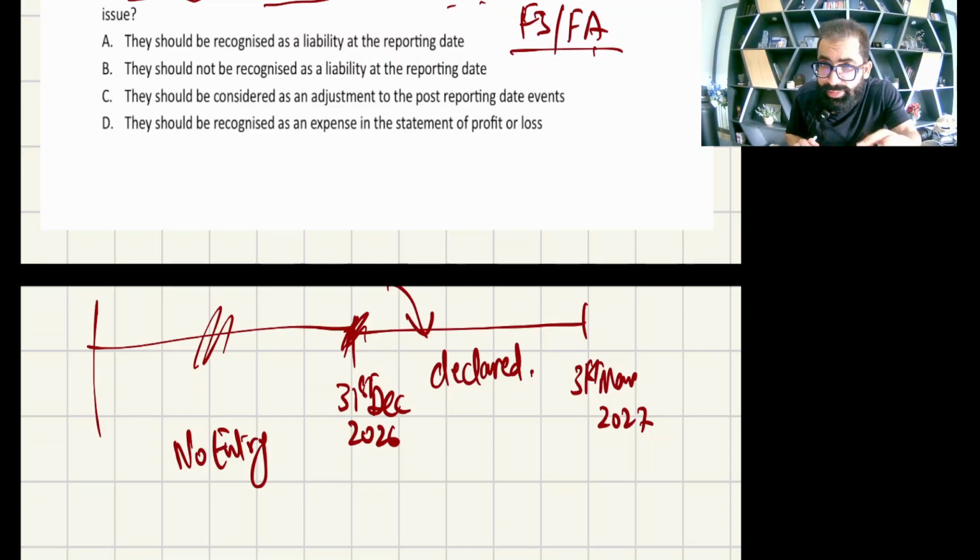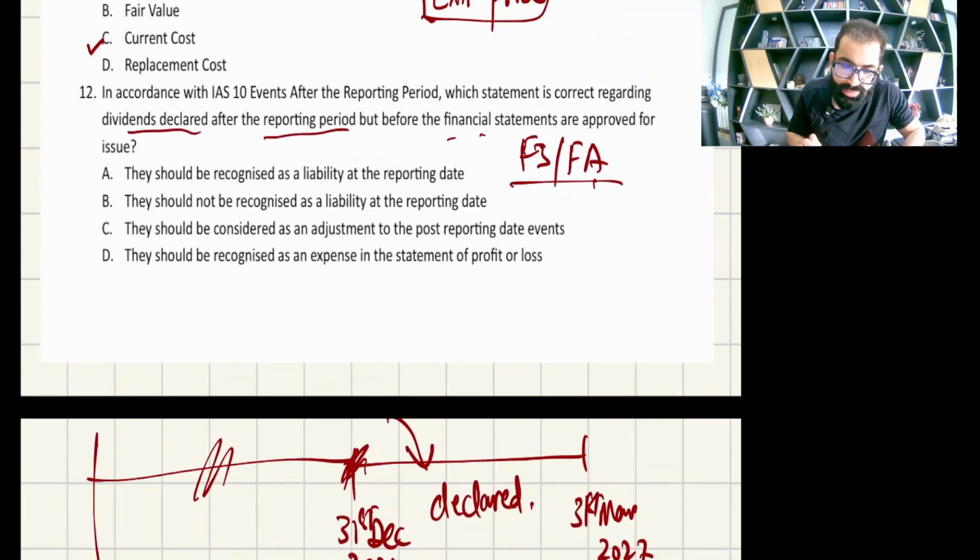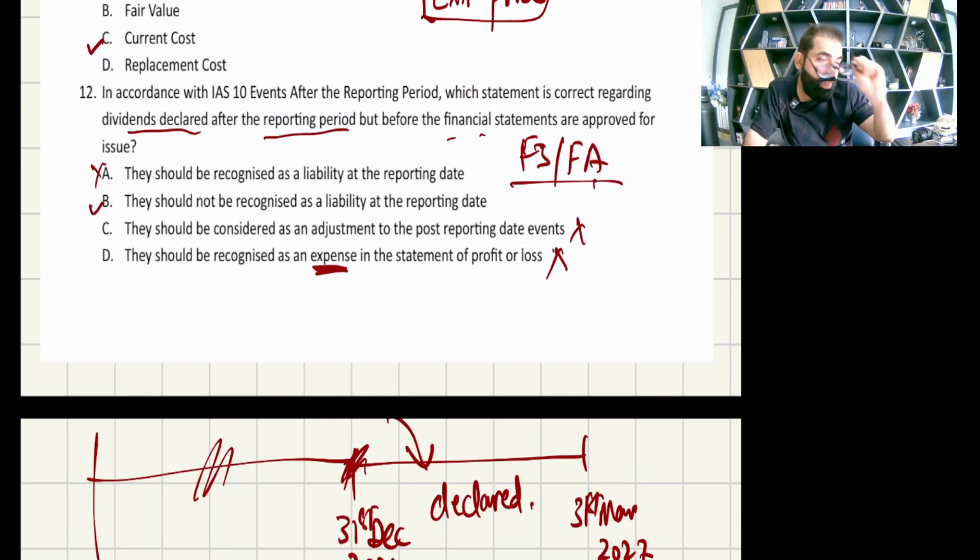For December 2026, it's a pure non-adjusting event, so no need to book any liability at 31st December 2026. Now, they should be recognized as a liability. No, wrong. Yes, this is the perfect answer. Should be considered as an adjustment? No adjustment. It's a non-adjusting event. They should be expensed? No, never. This is a big crime. Ordinary dividend is never an expense. Ordinary dividend is never ever your expense.